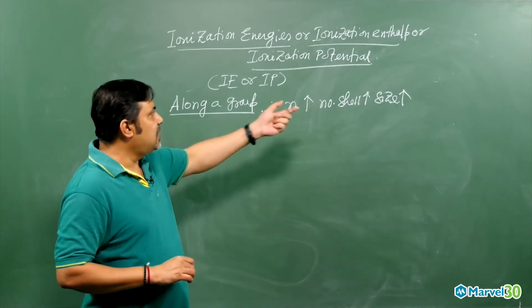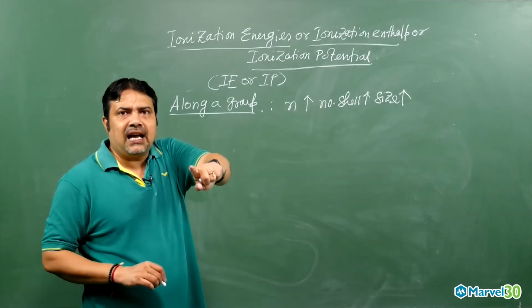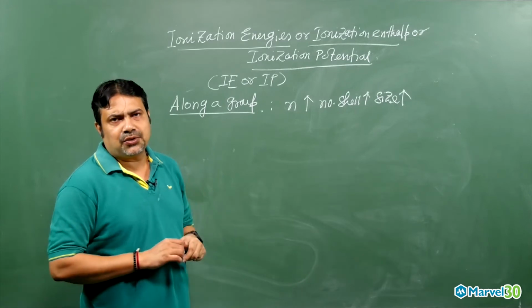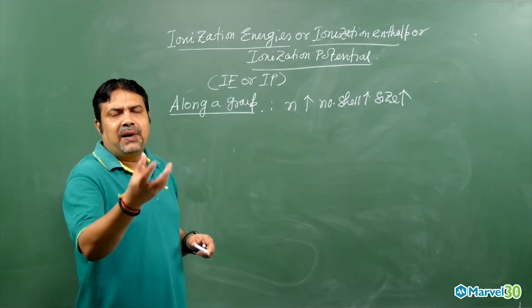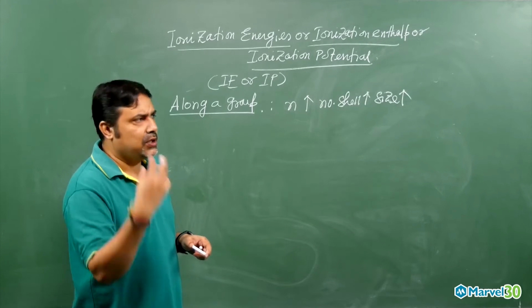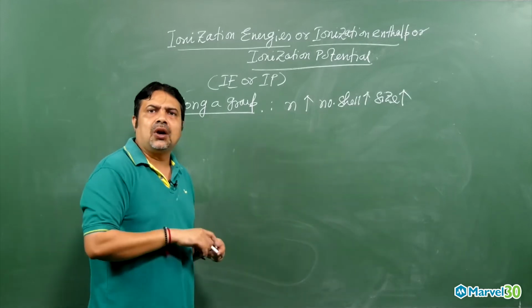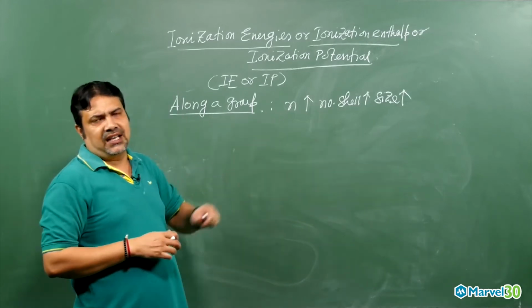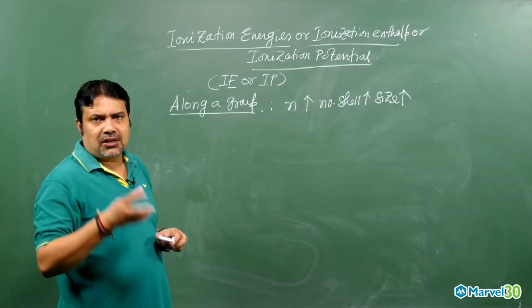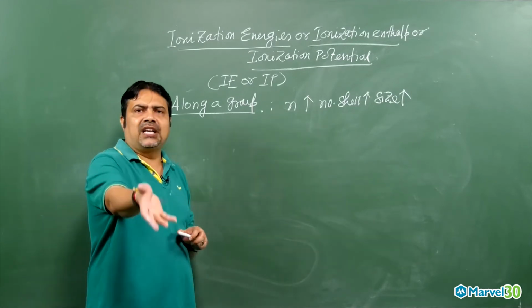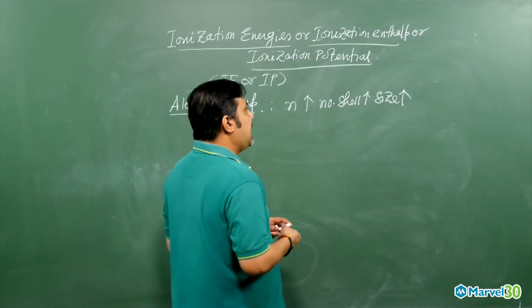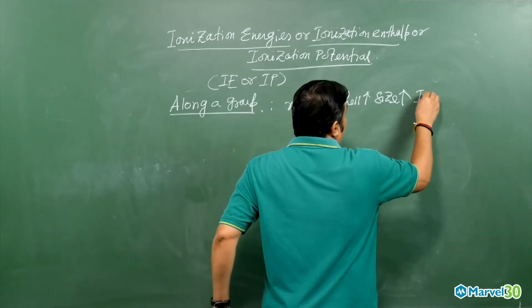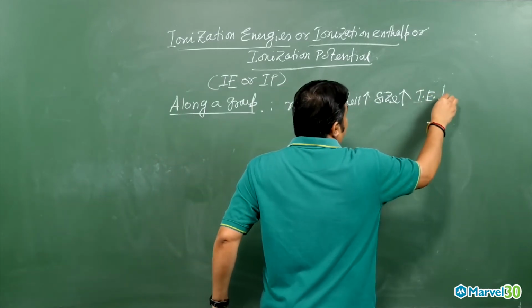So when the size is big, the force of attraction of the nucleus to the valence shell will be less. So by giving a small amount of energy, you can knock out the electron. That means ionization energy will decrease, because the force of attraction is less. You can easily knock out the electron by applying less energy. Ionization energy will decrease along a group.